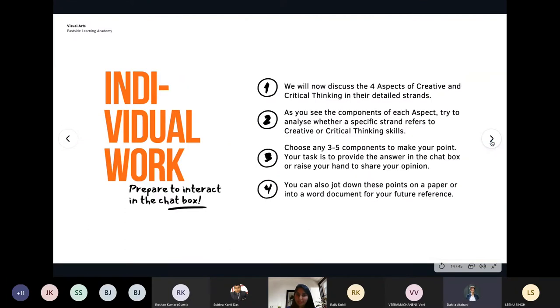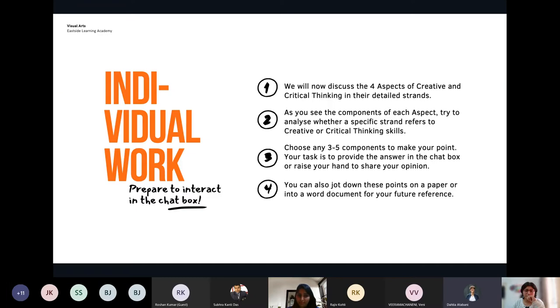And for the upcoming 15, 20, maybe even 25 minutes if we're getting a lot of responses, we're going to be discussing the four aspects of creative and critical thinking with their detailed strands, components and processes. After each aspect that we discuss, and as you see the explained detailed components of each aspect, together we will try to analyze whether a specific strand refers to creative or critical thinking skills. This is a completely debatable area. There is no right or wrong answer, let me just state that straight away. So we're going to try to get some perspective. And as we look at these aspects, you will have the opportunity to choose three, five, maybe one or two components to make your point.